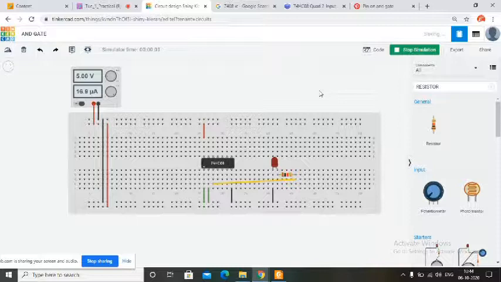For 0 0, what is the output in case of an AND gate? You remember the truth table for the AND gate? Let me remember, sir. Zero. I think, sir, zero.